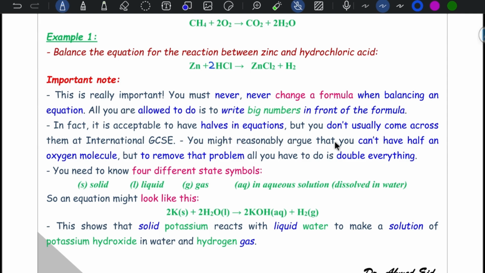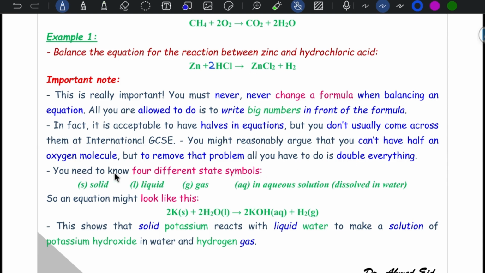If you argue that you cannot have half an oxygen molecule, for example, to remove that problem, double everything. If you have a fraction, you can double everything and remove this fraction.